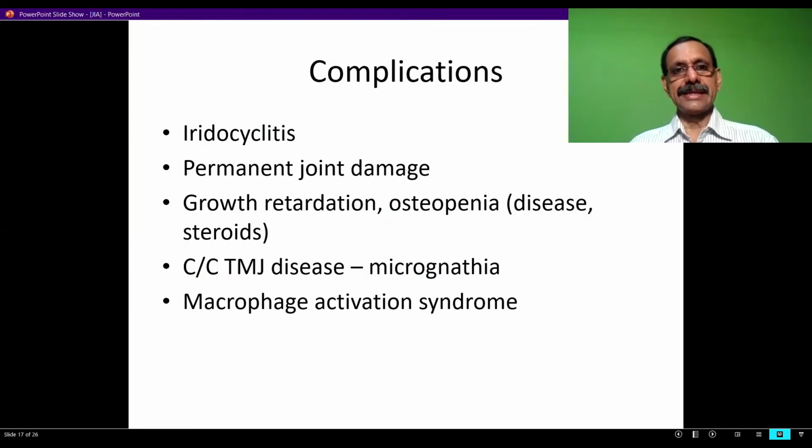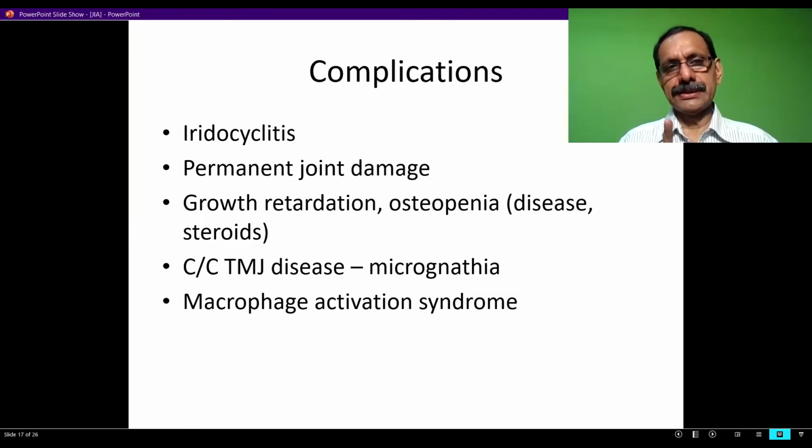Now, what are the complications of JIA? One is iridocyclitis or the so-called uveitis. The problem is normally uveitis could be painful and you will detect it immediately. Here, it is simply painless. Some redness may be there. So unless we do an ophthalmic examination by slit lamp, you will miss it. And once you miss it, it can lead on to permanent damage to the eye or vision.